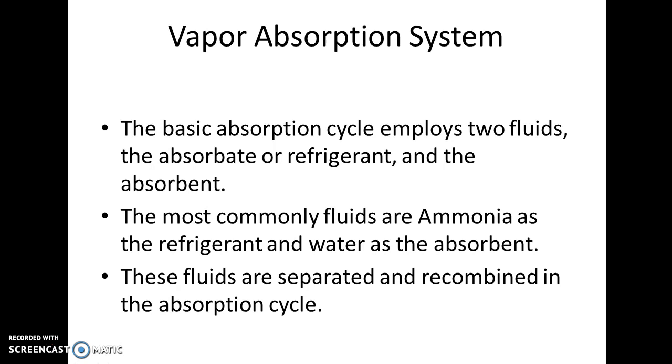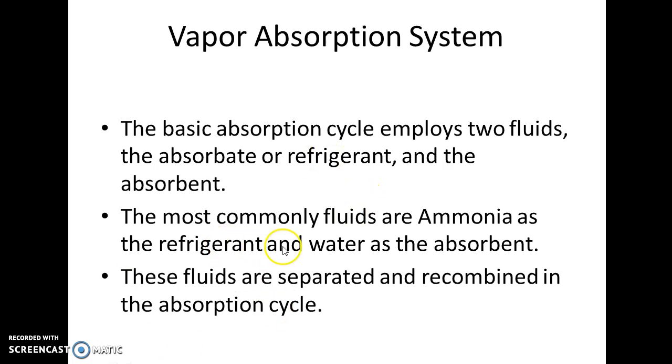The cycle consists of mainly two fluids. One is known as the absorbate or the refrigerant, and the second one is called the absorbent. The commonly used fluids are ammonia, which acts as the refrigerant, and water as the absorbent. Both of them are combined as well as separated during the cycle of operations. So there are two components, mainly the absorbate or the refrigerant and the absorbent.